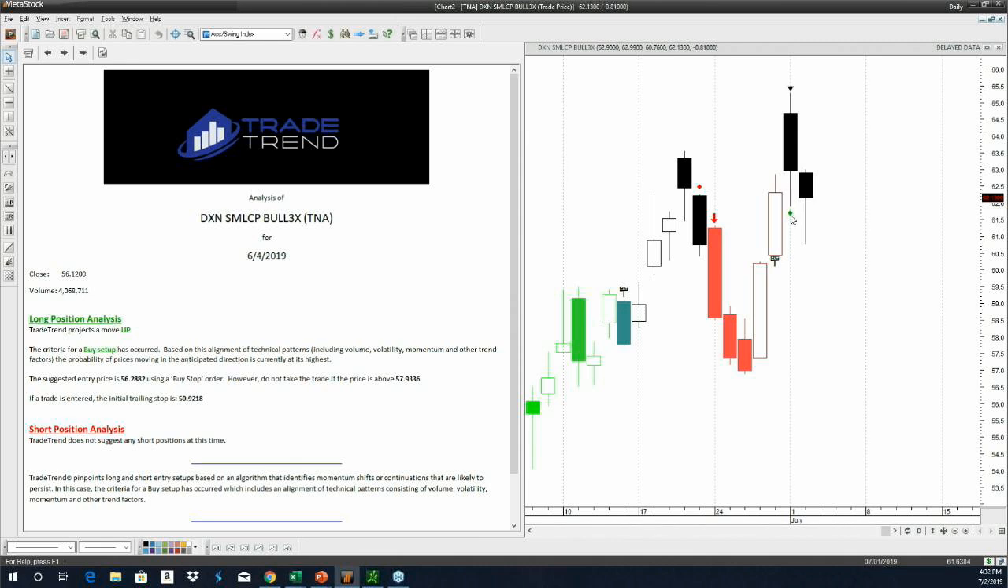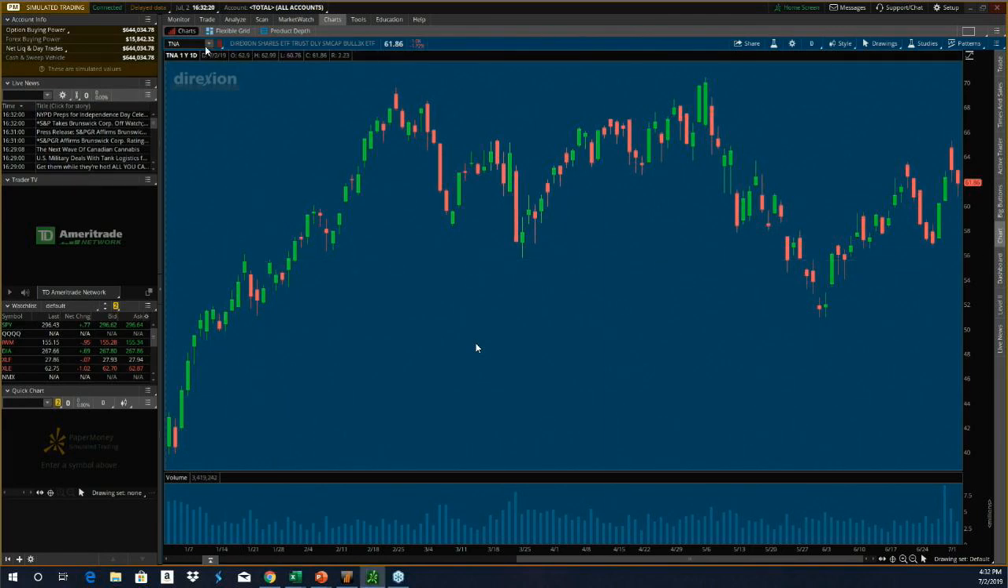So here is the buy setup yesterday on the TNA. It's telling us that our suggested entry price is 65.32. Okay, so keep that in mind. Right now, as of today, the TNA closed at 61.86. So we're not too close to the suggested entry price at this point.